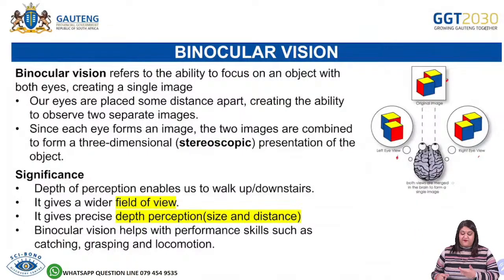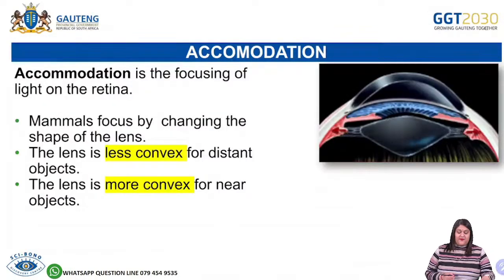Binocular vision helps with performance skills such as catching, grasping, and locomotion. So this binocular vision really helps us to be the organisms that we are.